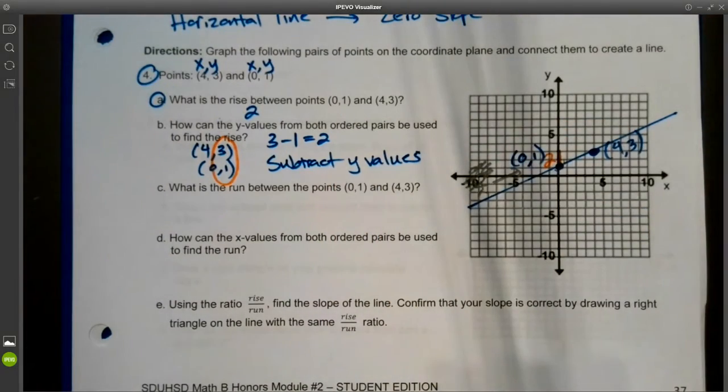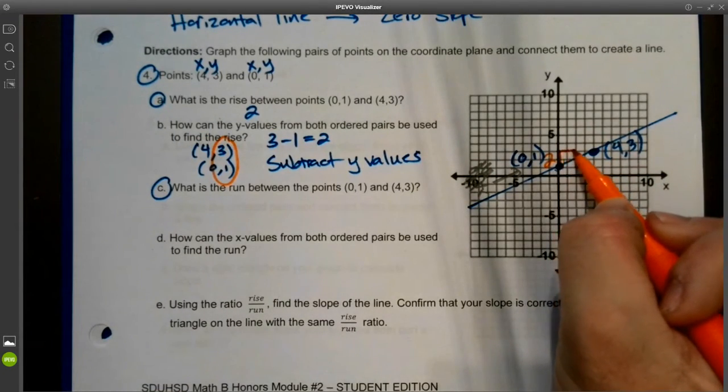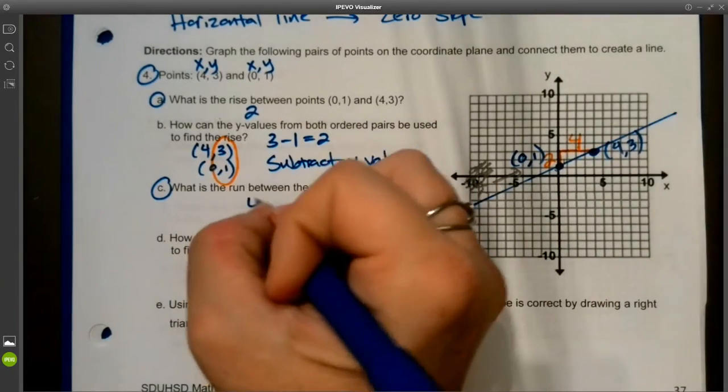All right. C, what is the run between these 2 points? So we rise up, and then we're going to go 1, 2, 3, 4. So we're going to run over 4 points. Okay, so that's easy enough. That's going to be 4.